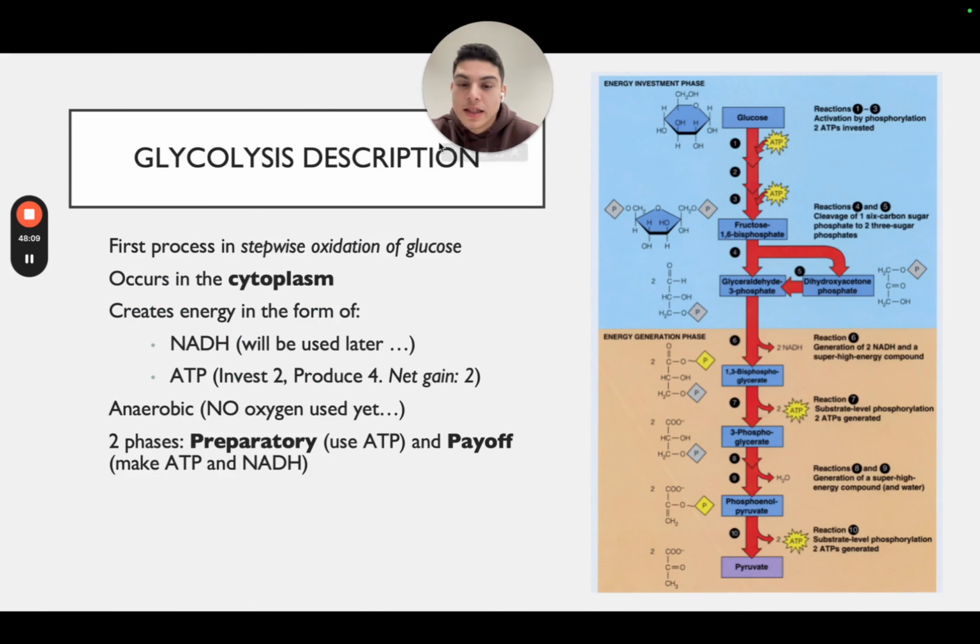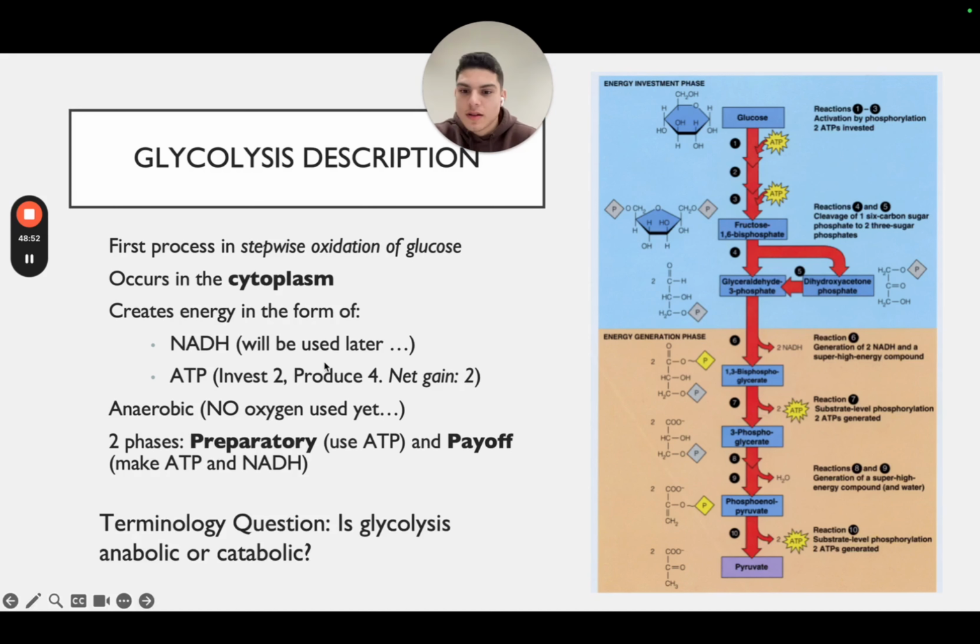So again, glycolysis is just the stepwise oxidation of glucose, where it occurs in the cytoplasm and it creates energy, ATP and NADH. We're able to use the immediate ATP for other things in the cell in the cytoplasm, but the NADH can be transported into the mitochondria and drive the ETC, oxidative phosphorylation. And again, glycolysis is anaerobic, meaning that we don't use any oxygen. It is not present here. We don't need it. So this will occur whether we can breathe or whether we cannot. And again, there's two phases: preparatory and payout.